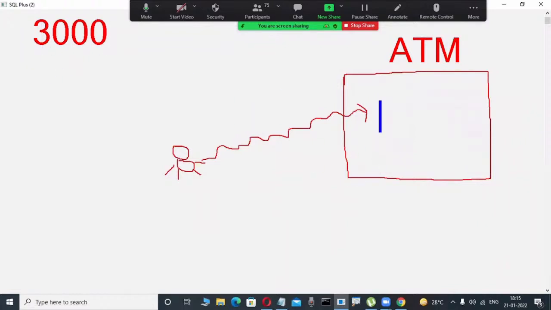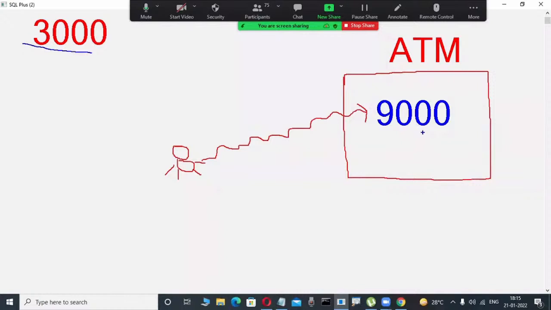Whenever I'm inserting the ATM card, after that it will ask me to enter the amount. In that case, maybe unfortunately, I mentally decided to withdraw 9,000 rupees. Now as I try to withdraw 9,000 rupees, am I getting 9,000 rupees? No. Here my balance is 3,000, so how can I get it?